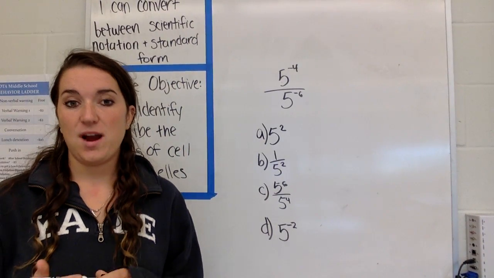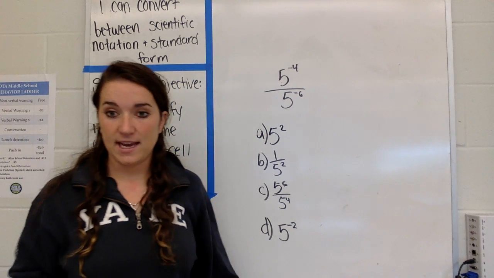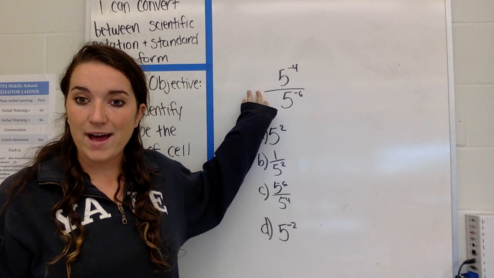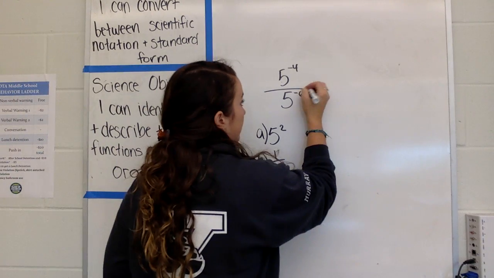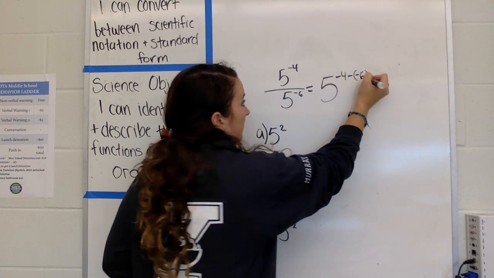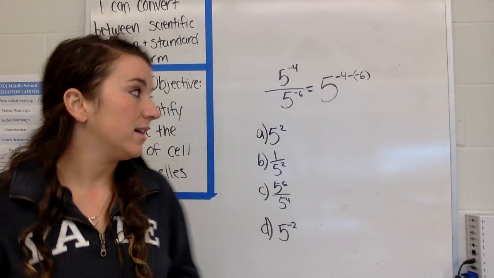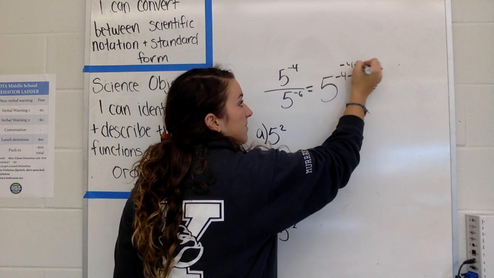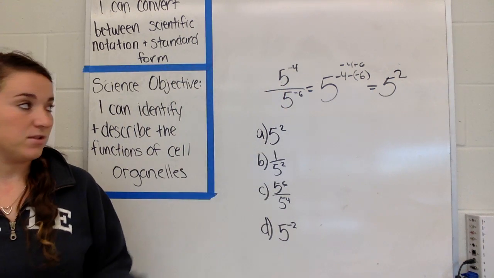For the next problem, we're asking which of the following is equivalent to this, 5 to the negative fourth power over 5 to the negative 6. What operation are we doing here? Yeah, we're doing division. So what can I do with my exponents? Right, when I'm doing division, I can subtract my exponents. So I have 5 to the negative 4 minus negative 6. Negative 4 minus negative 6 equals what? Subtracting a negative is the same as adding a positive, so this is the same as negative 4 plus 6, so we'll get 5 to the second power, which is the same as 5 squared.